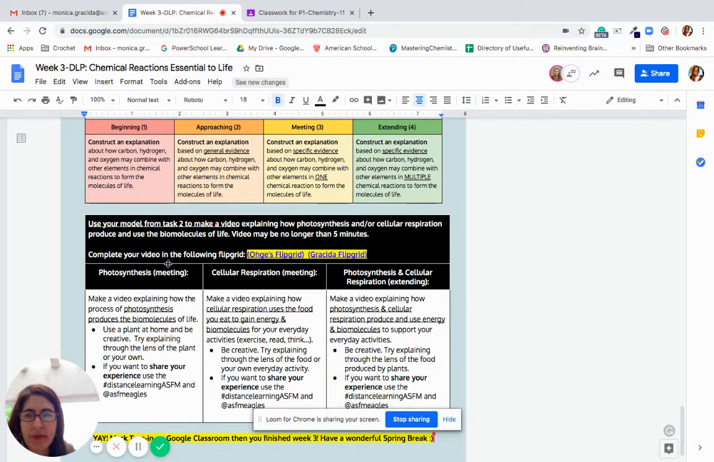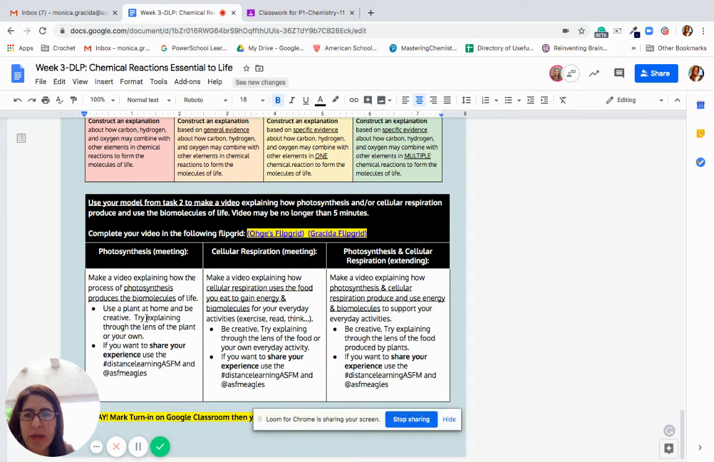Since it can be photosynthesis or cellular respiration for the meeting, here are the 2 instructions that you have to do. For photosynthesis, you have to make a video explaining how the process of photosynthesis produces the biomolecules of life. You can use a plant at home and be creative. You can explain from the lens of the plant to make it a little bit different, or from your own. And if you want to share, you can use the hashtag or this site.